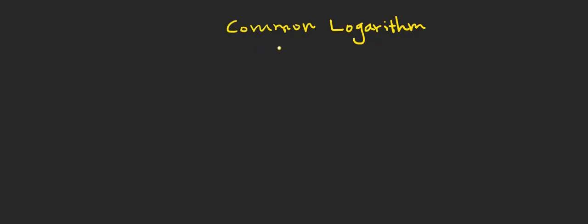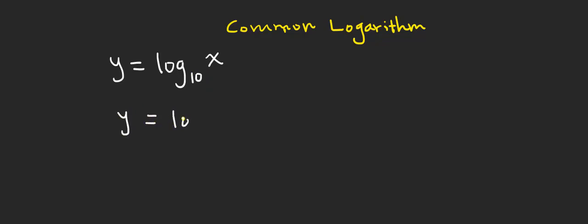In this video, we're going to talk about common logarithm. Common logarithm is when you have y equals log base 10 of x. When you have a base 10, we call that a common logarithm. And when the base is 10, we usually don't write base 10. We just say log of x.